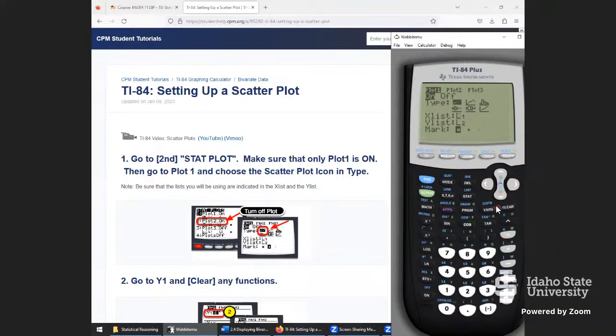For example, if you go to select other options, this one will give you a time series plot. This one will give you a histogram and so on down the line. Looks like box plots and so on. But the one you want for a scatter plot is this one right here. So your calculator should look just like this. Any questions at the moment? Anyone have any trouble getting these options set to on and highlighted here?